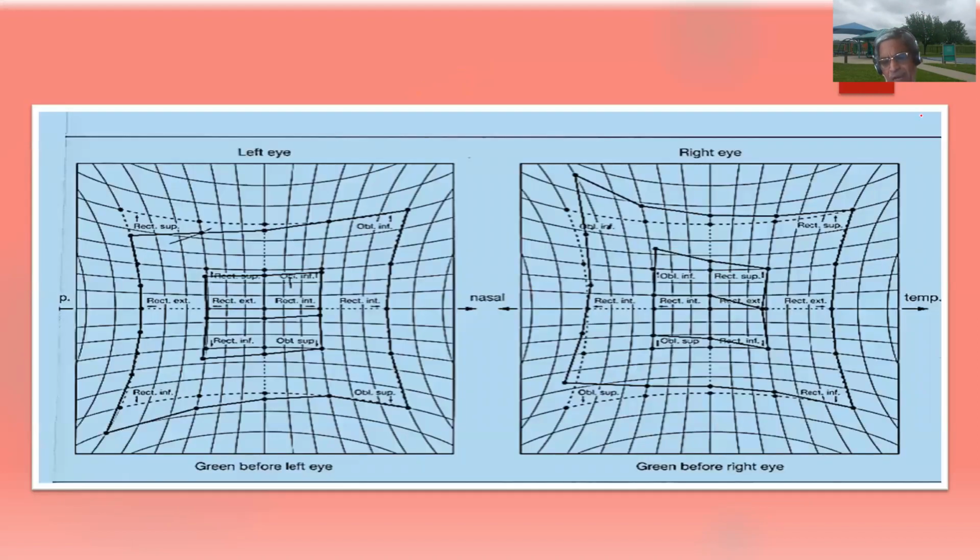So now here also you can see. Always remember, this is the right eye, this is the left eye. What do you mean by that? Green in front of the right eye, green in front of the left eye. Now we see here. What's happening now? This is a superior oblique area. Can you see this?